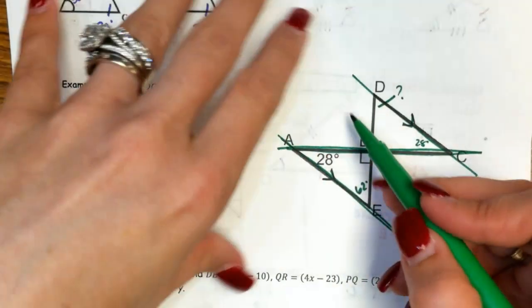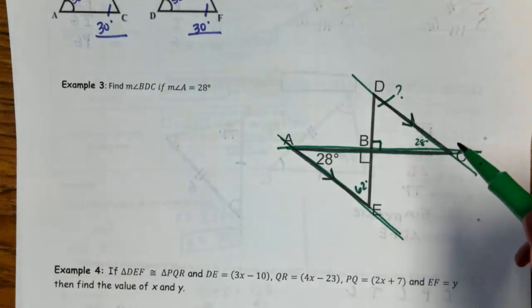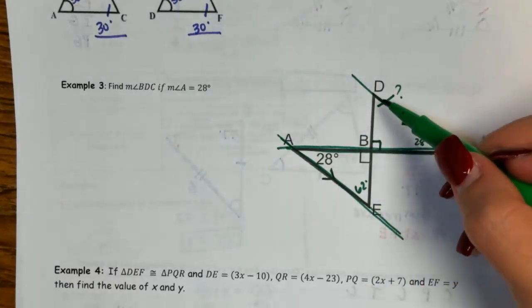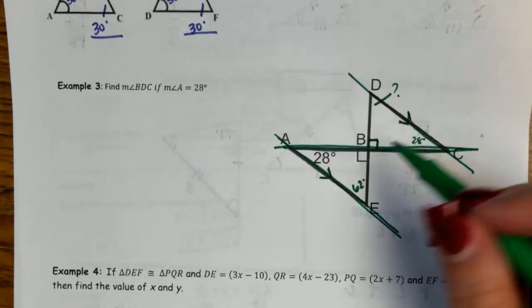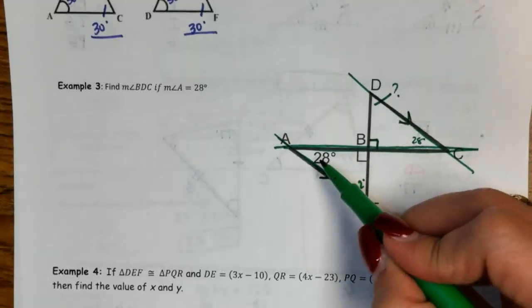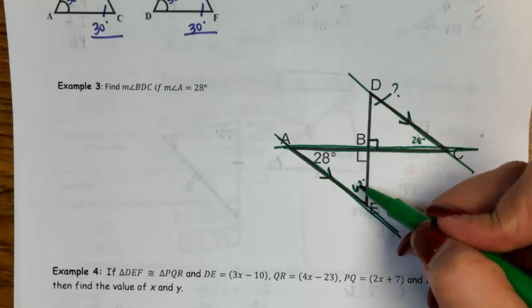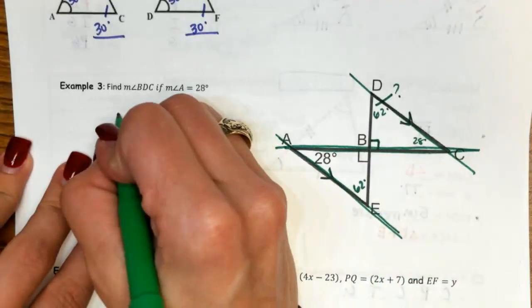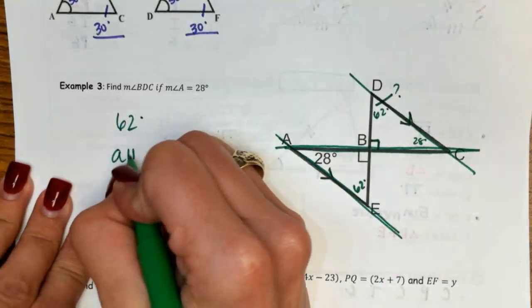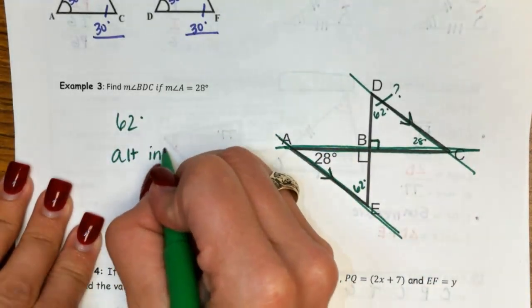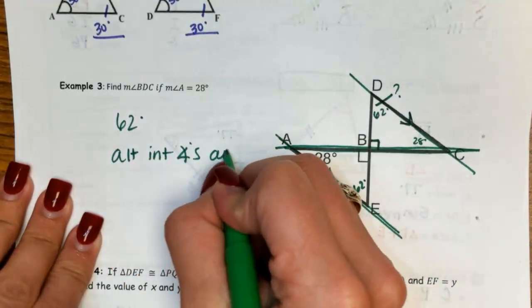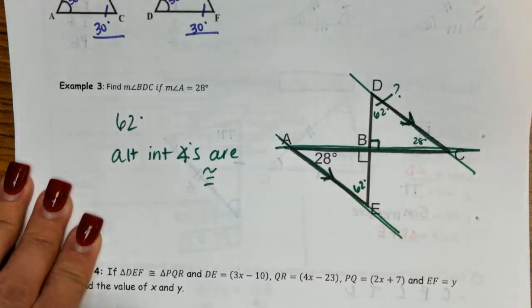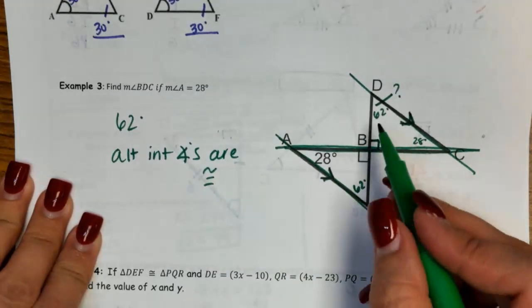I'm not worried about all these angles on the outside of the triangle. We are trying to find the angles inside this triangle right here, because those are the angles of my triangle. So 28 and 28 are alternate interior, and then that means up here 62 and 62 are alternate interior angles. So this is what I need you guys to write: alternate interior angles are congruent. The reason I could do that is because I have these parallel lines right here to make that connection.